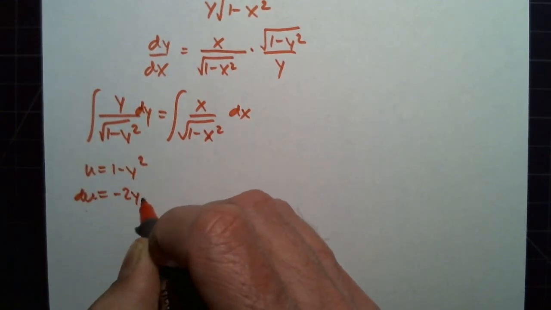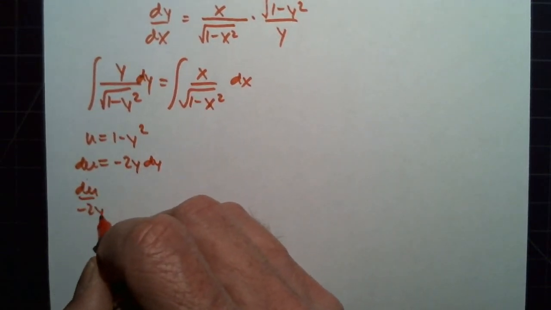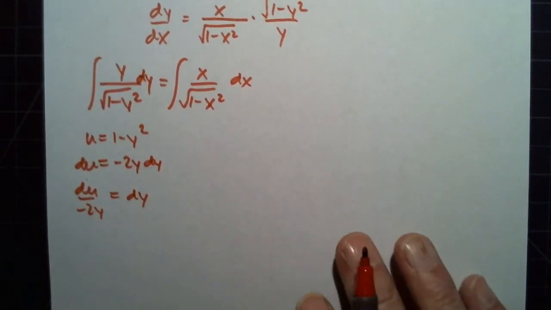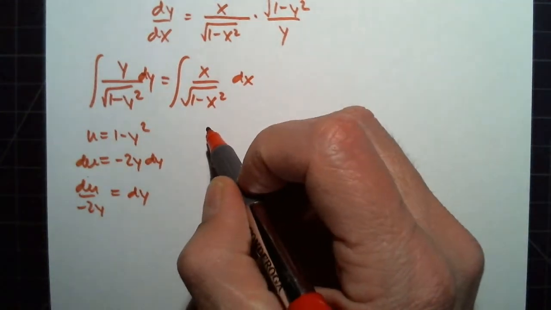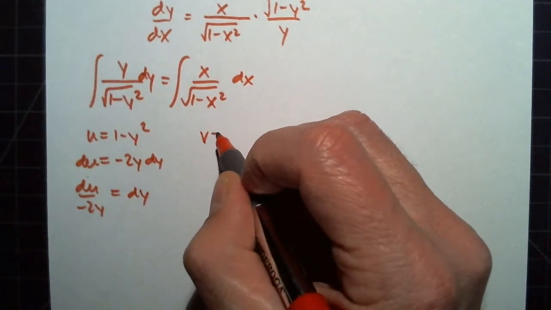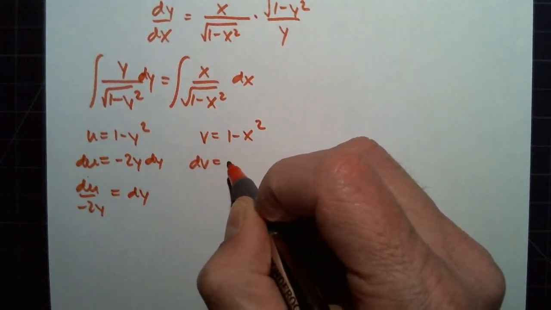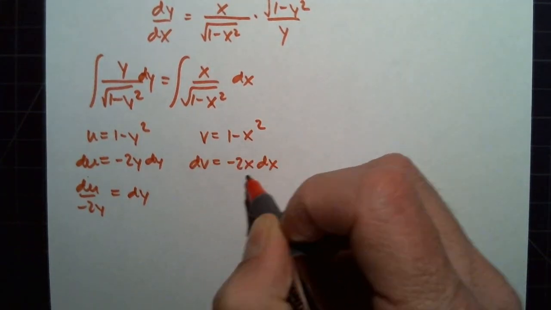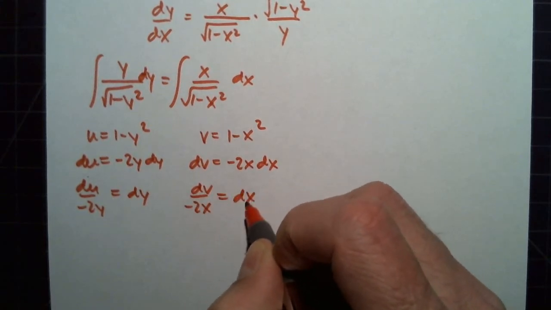Du equals negative 2y dy. So du over negative 2y is dy. And let's just use v over here. V equals 1 minus x squared. dv equals negative 2x dx. dv over negative 2x is dx.